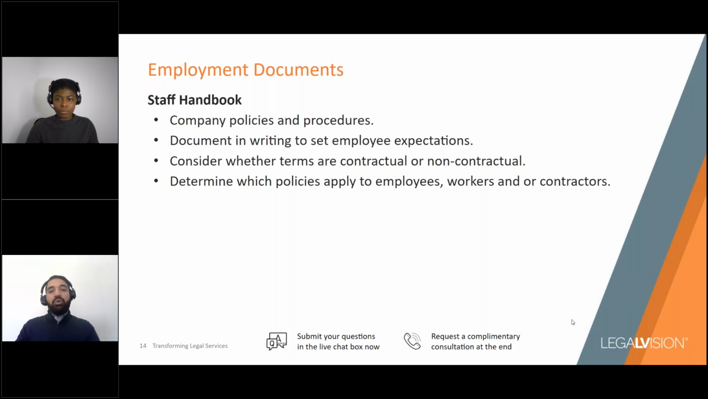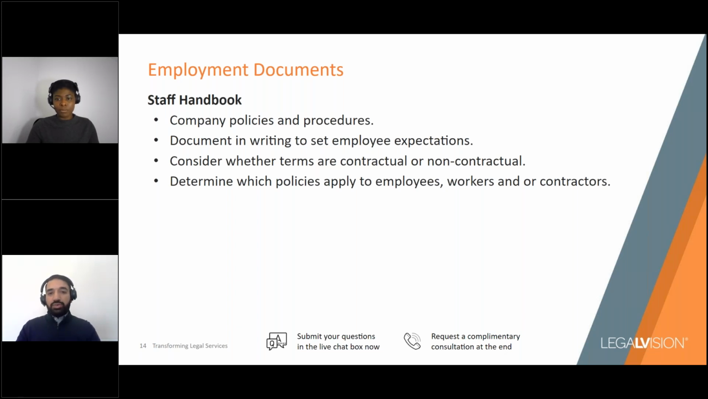Now, an important part to consider when drafting the handbook is whether or not the policies contained within it are going to be contractual or non-contractual. So, for instance, you want certain clauses to be non-contractual, such as the disciplinary procedures, because you want the right to be able to amend that if you needed to, because there might have been a change in legislation, or perhaps your existing one isn't quite working.